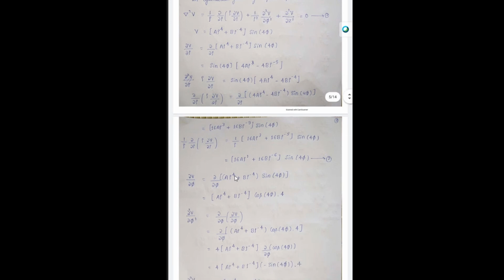And the last one is the spherical form. In spherical form, the potential V is given as A ln tan square theta by 2 plus B. Theta is related to spherical coordinates, so it is in spherical form. So write the Laplace equation for the solution in spherical form, which is given in equation 1. Then you consider the given potential V, that is A ln tan square theta by 2 plus B.